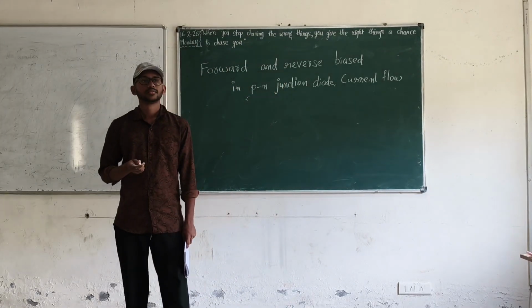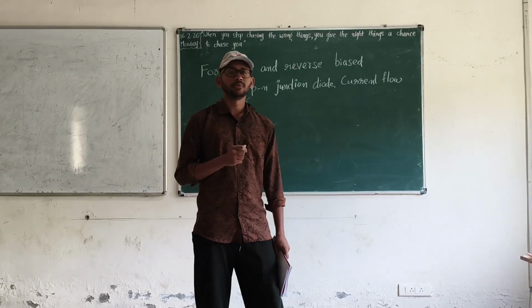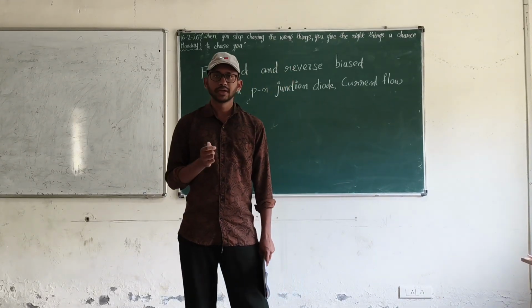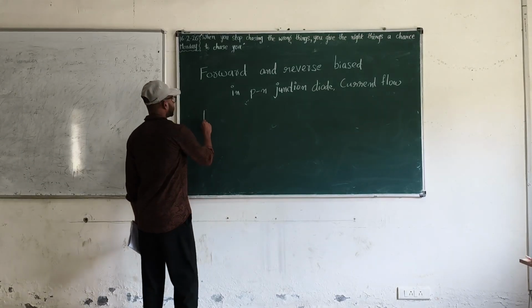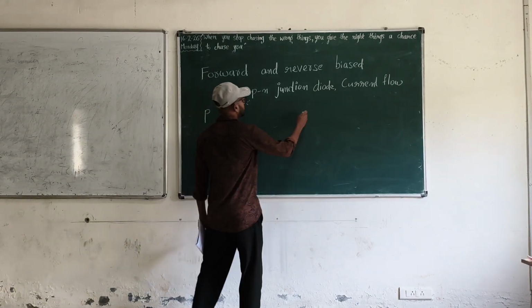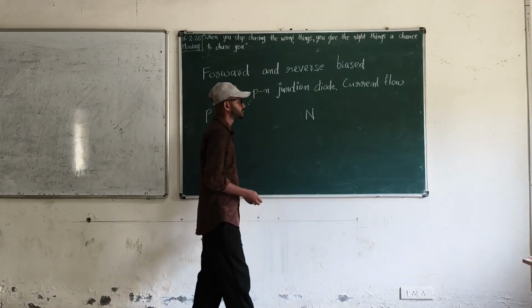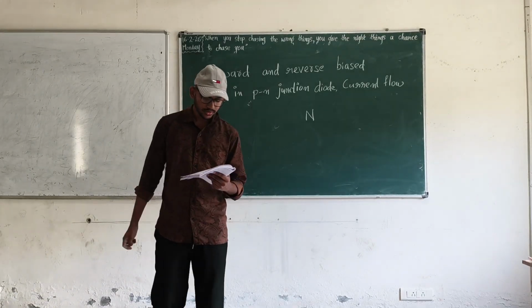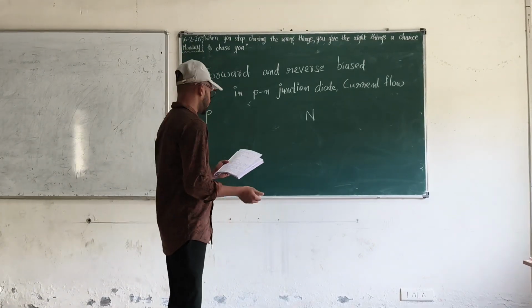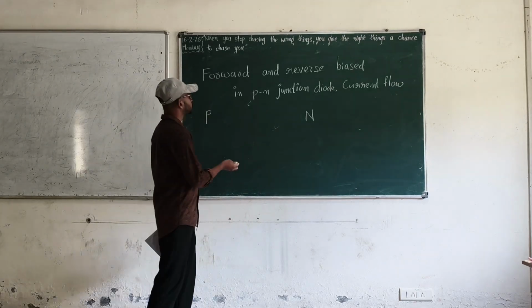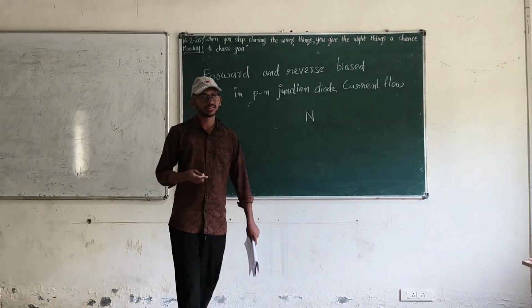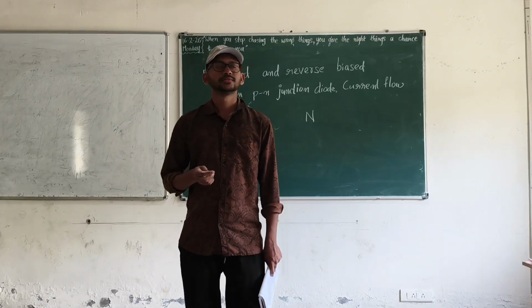A diode is made up of two types of semiconductor material, that is P-type semiconductor material and N-type semiconductor material. So now let us try to understand what is a semiconductor.